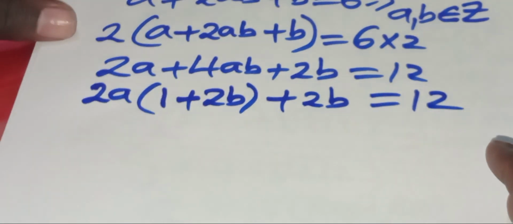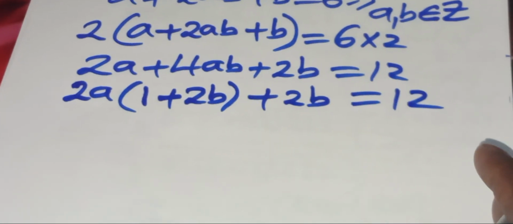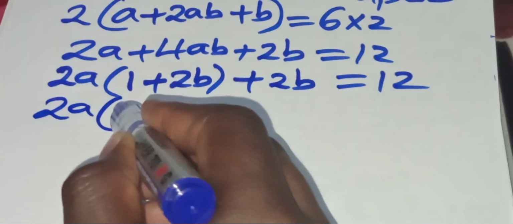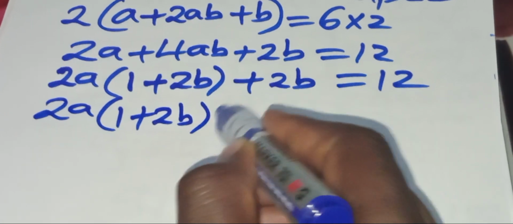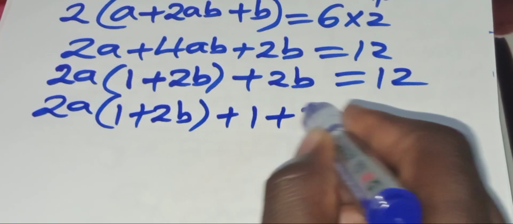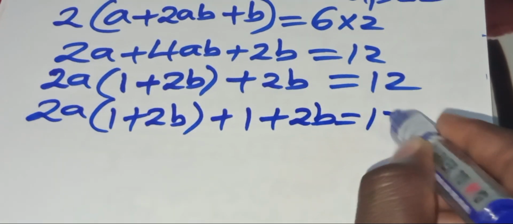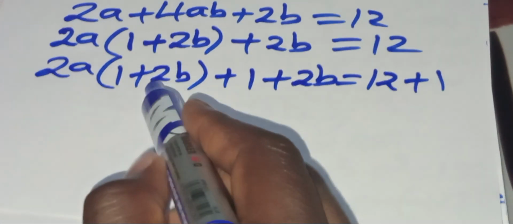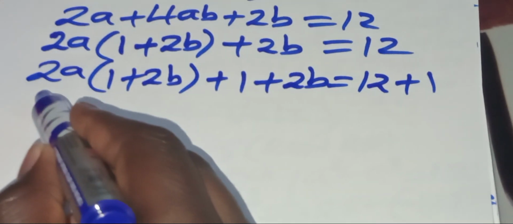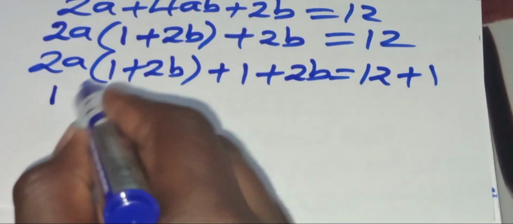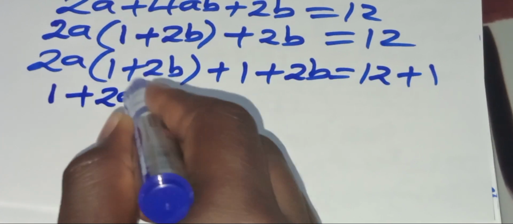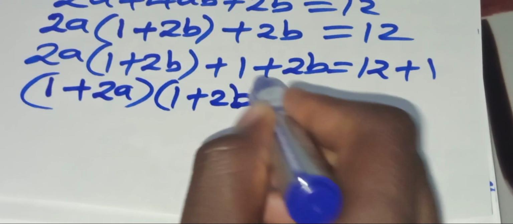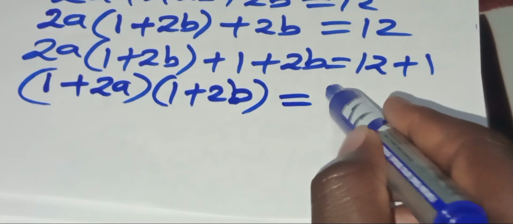All right, now we can add 1 to both sides, so that we'll have 2a times 1 plus 2b, plus 1 plus 2b on the left, and also plus 1 on the right-hand side, so that we'll have 2a plus 1, or we can say 1 plus 2a, times 1 plus 2b, this is equal to 13.